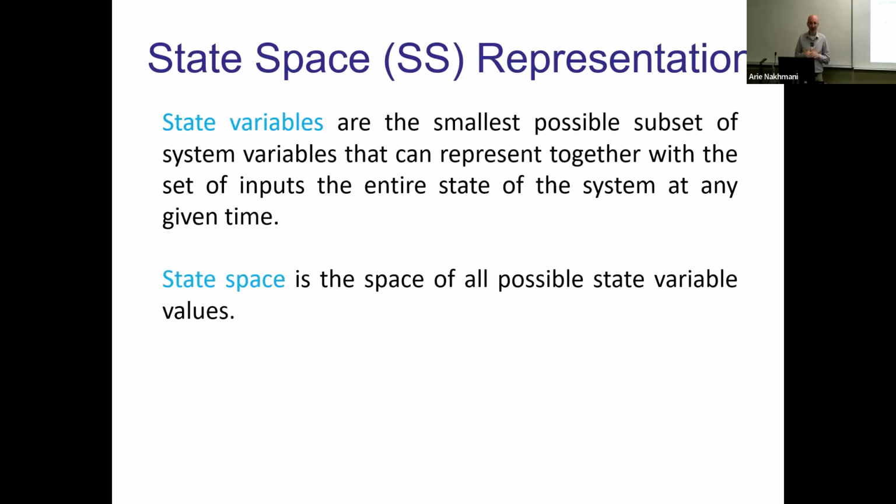Now, state space is all possible state variable values, which means they can take different values, typically numerical values. And this is all possible values that you could get. It's similar to probability, where we have a probability state and probability space. Similar here. It's like all values that it could take. This is what we call state space.